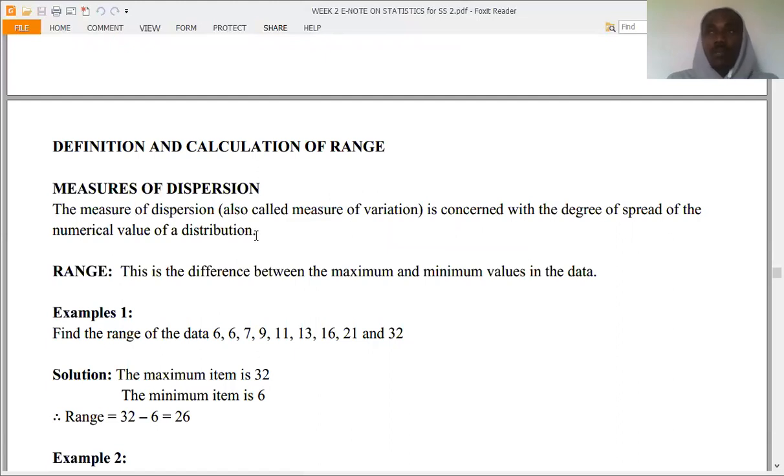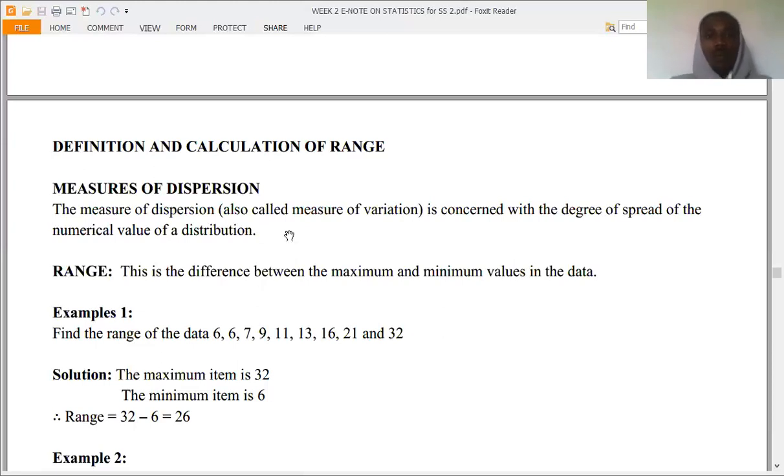Now recall that I mentioned in my previous class that the measures of location, or measures of central tendency, try to get the center of any given data set. The center is trying to centralize the data. But these measures of dispersion try to estimate the rate at which each data point is far away from the middle. So, how widely spread is this given data set? That is what the measures of dispersion or variation try to calculate.